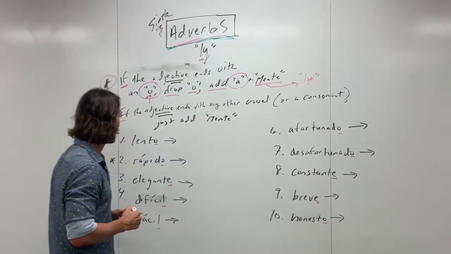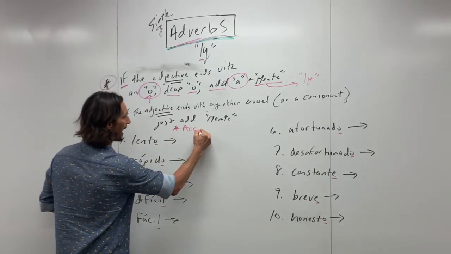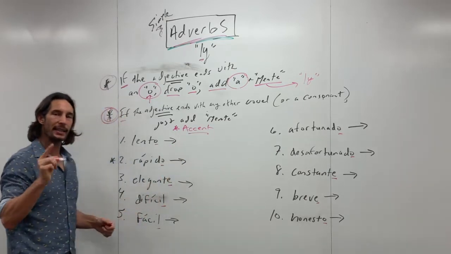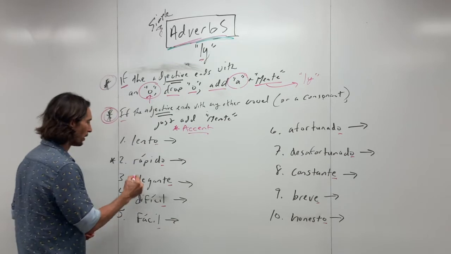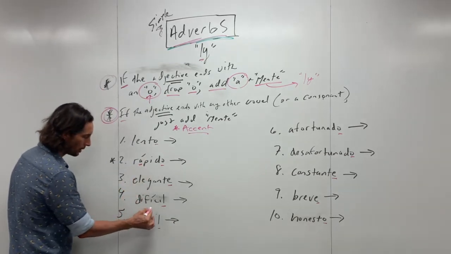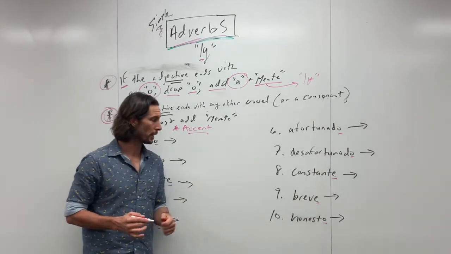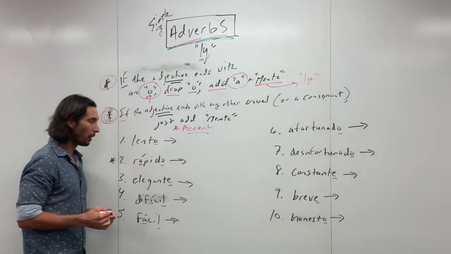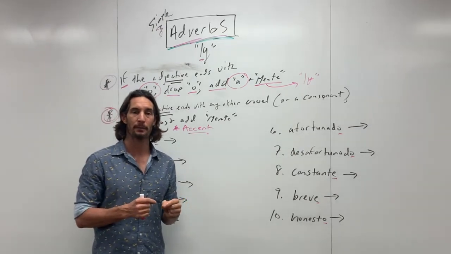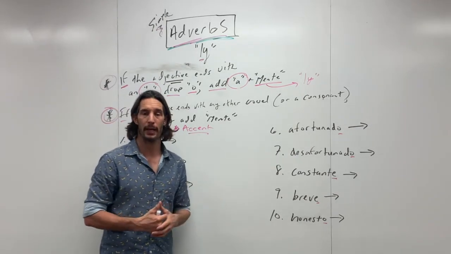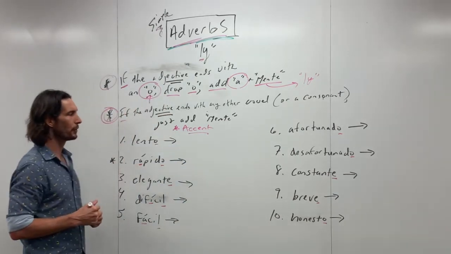The other thing I want to maybe do a little asterisk here, and I'm just going to write accent, right? So if it has an accent, leave it. If it doesn't, don't give it one. And so in the case of rápido, or difícil, or fácil, right? There aren't any on that side. So on this side, those that have an accent, when we add mente to it, when we make it an adverb, let's say, we just leave the accent. It stays there.